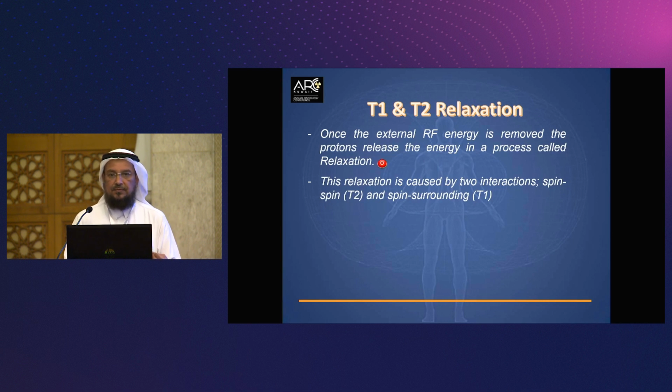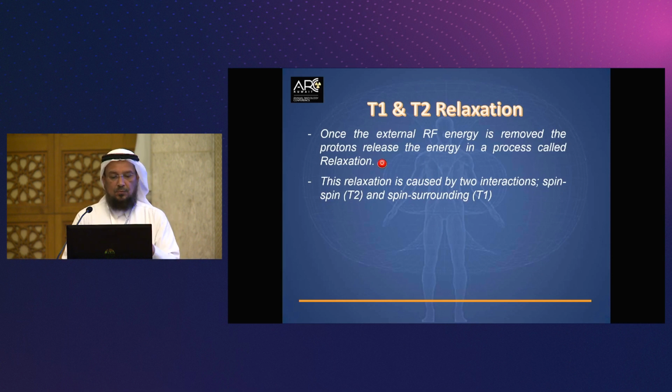The cause of these, why the protons release the energy, why they lose the energy, is that once they are in the z-axis, in the main direction of the main magnet, they are exposed to the main magnet itself, and the difference between them will not be seen. But once they are away from the main magnetic field, the difference will start to appear. Some protons are, for example, in fat, some in protein. So according to the local magnetic field, the protons will spin at different speeds.